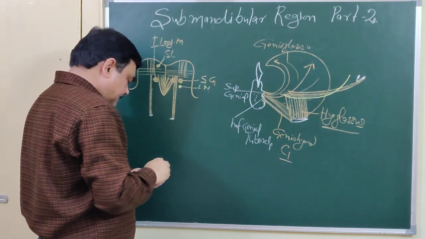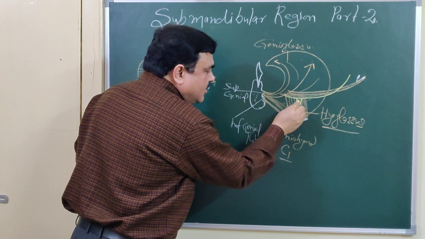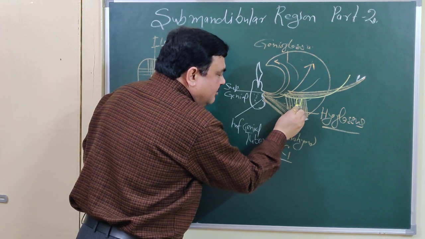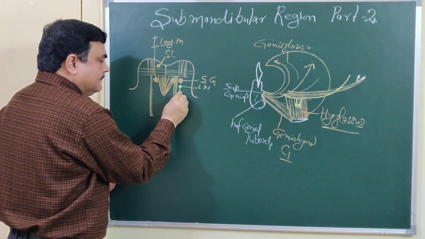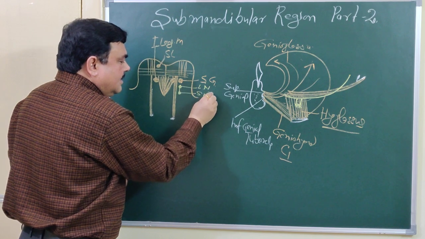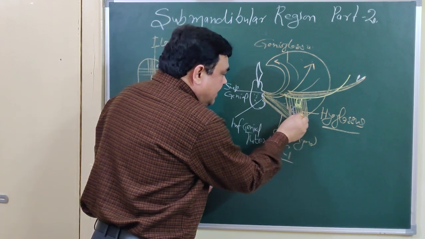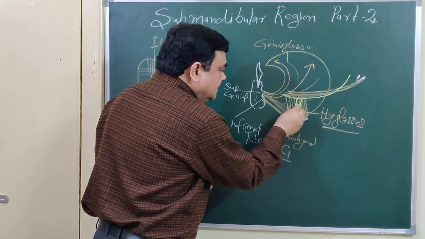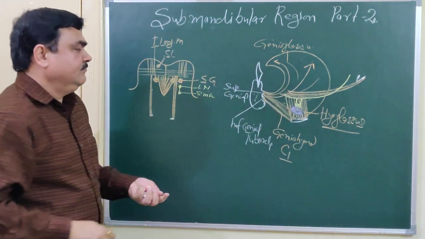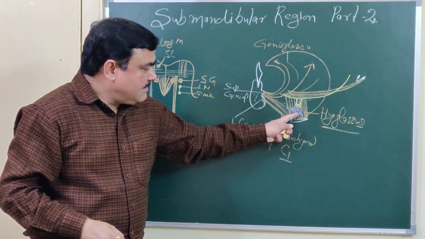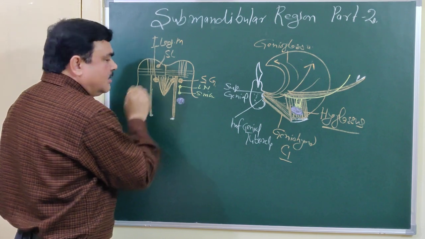And another structure: from the lingual nerve here, two roots, the anterior and posterior roots of the submandibular ganglion. This is the submandibular ganglion. And another important structure: here is the deep part of the submandibular gland. This is the submandibular gland, and this is the deep part of the submandibular gland.